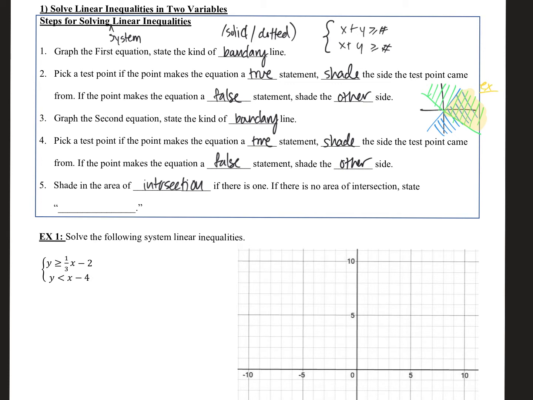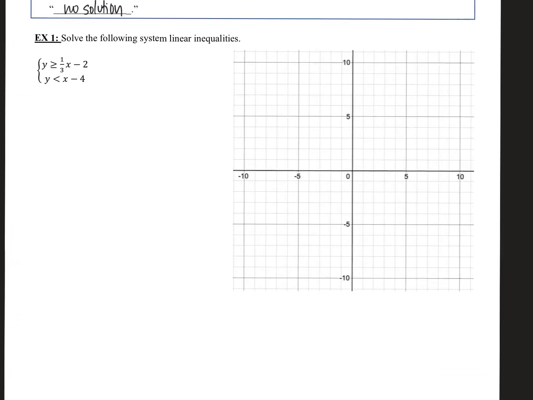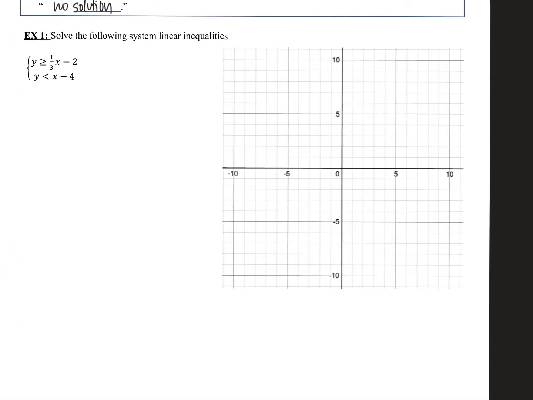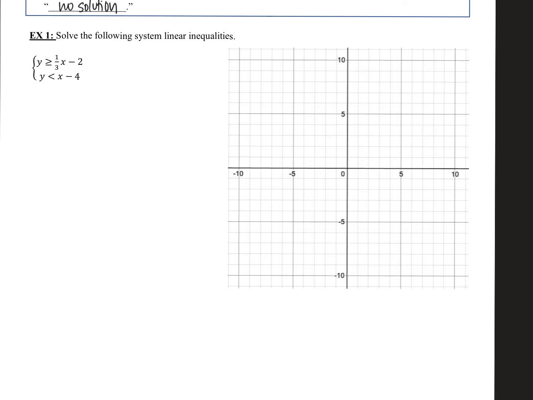All right, so if there is no area of intersection, you're going to state no solution. Always remember, if you don't get an answer, state no solution. So here we go. They're going to solve the following system of linear inequalities. Well, we're given two lines, and they're both inequalities. How do I know they're inequalities? They have the inequality symbols.